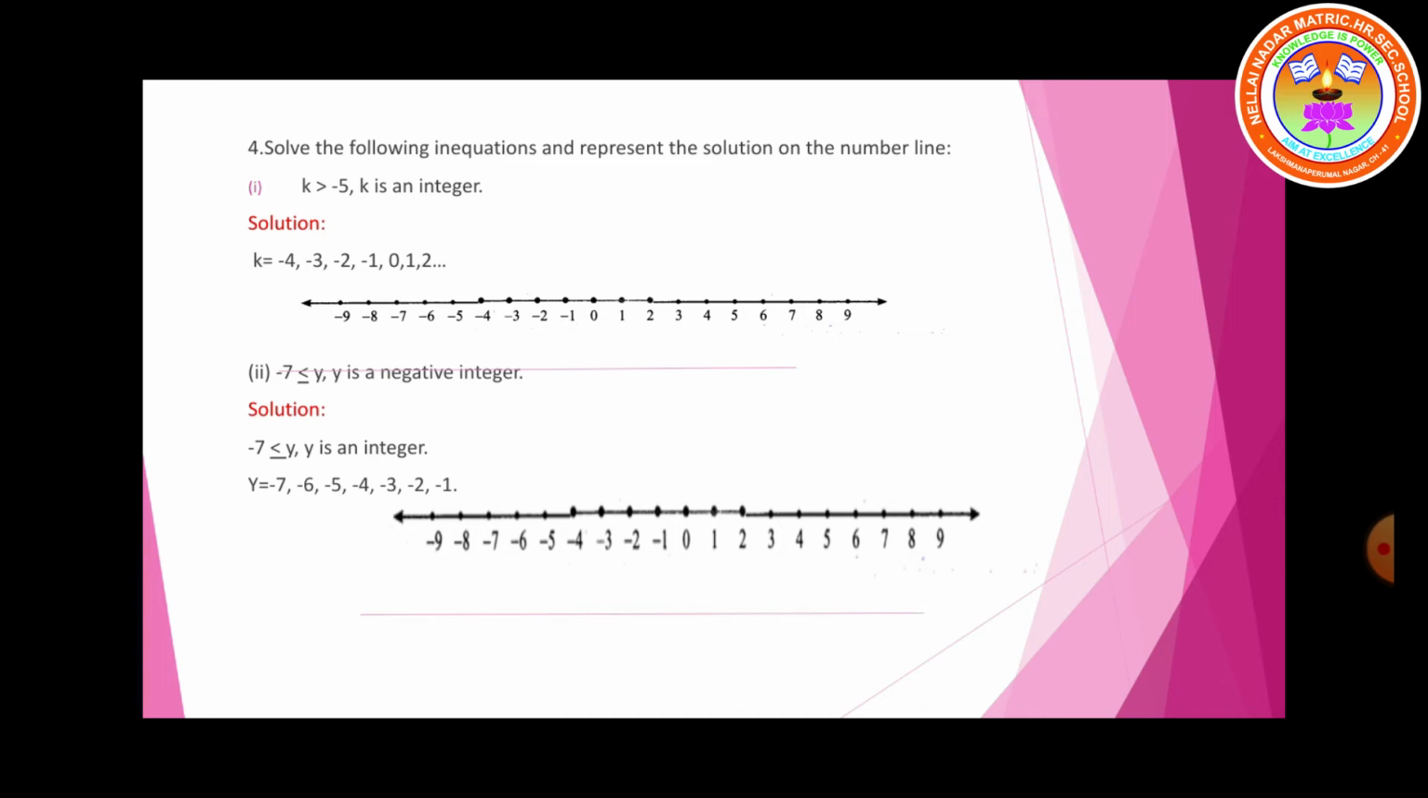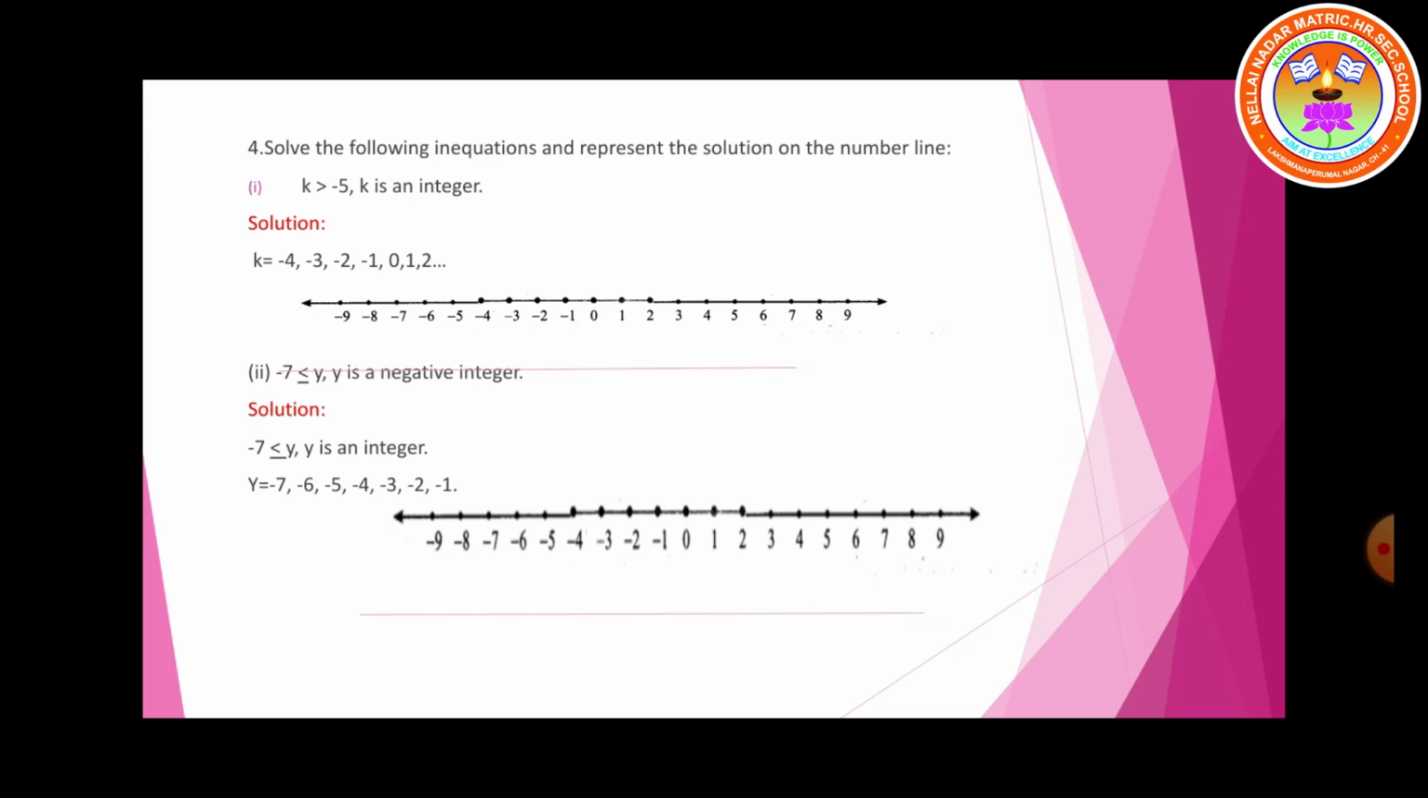That is, you have to put points on minus 4, minus 3, minus 2, minus 1, 0, 1, 2, etc. Next one, minus 7 less than or equal to y, where y is a negative integer. Minus 7 less than or equal to y, y a negative integer, means y equals minus 7, minus 6, minus 5, minus 3, minus 2, minus 1. You have to put points on those.